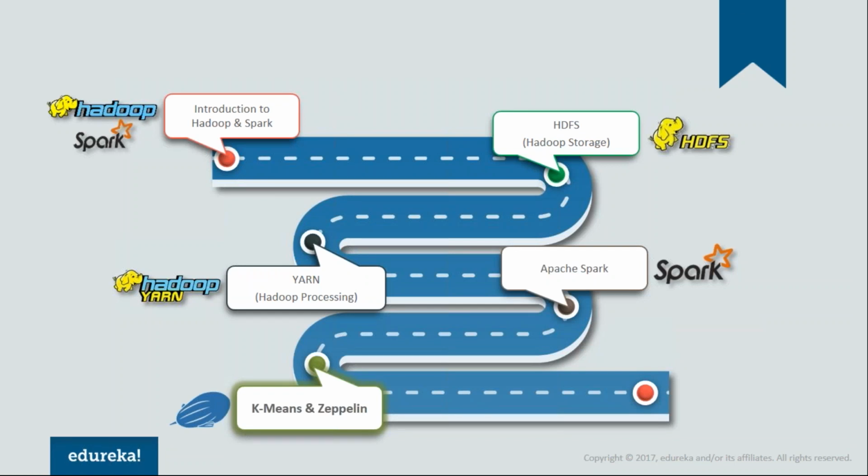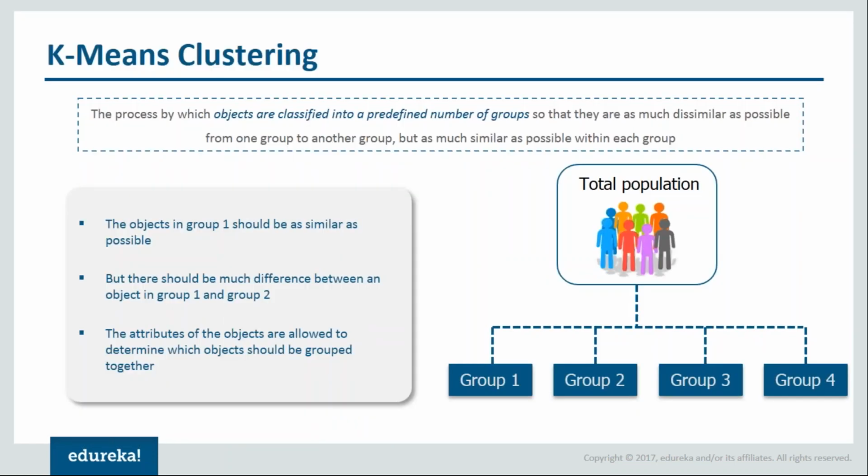So k-means is the clustering method and Zeppelin is what we're going to use in order to visualize our data. So let's talk about the k-means clustering now. k-means is one of the simplest unsupervised learning algorithms that solve the well-known clustering problem. The procedure follows a simple and easy way to classify a dataset through a certain number of clusters, which is fixed prior to performing the clustering method.